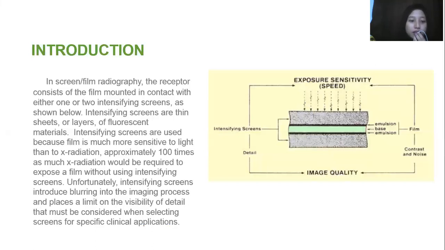Introduction. In screen film radiography, the receptor consists of the film in contact with either one or two intensifying screens, as shown below. Intensifying screens are thin sheets or layers of fluorescent materials. Intensifying screens are used because film is much more sensitive to light than to X-radiation. Approximately 100 times as much X-radiation would be required to expose a film without using intensifying screens.